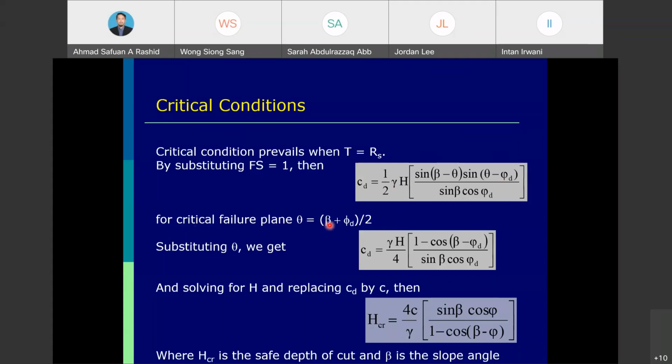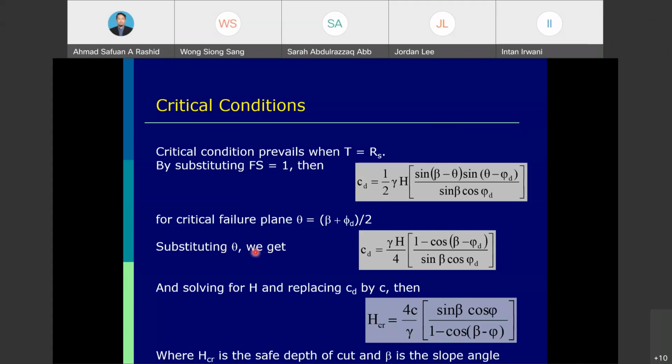So you can find this explanation in the Das reference book, or in Prof. Dr. Nuli's reference book. They show how they obtain theta, which is equal to beta plus phi D over 2. So this is how they get the maximum value of theta, which is under the critical failure plane. Okay, then substituting theta.